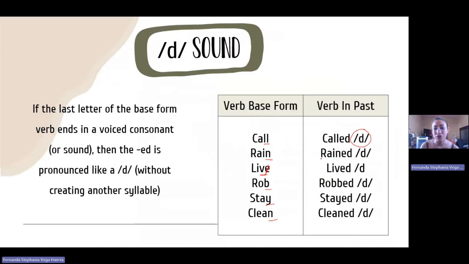So it's going to be rained. You don't pronounce the E, it's only the D. Rained, lived, right? Robbed, stayed, cleaned, right? In this one, we don't add another syllable. We just complement the one that we have, all right?